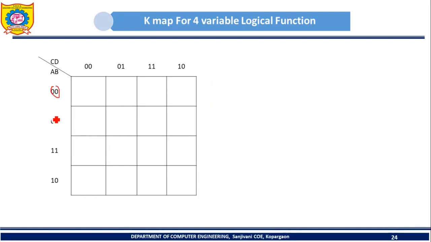Then the next combination is 0 1. The next combination is 1 0. See where we have written 1 0, so we have given this label 1 0 to the last row. Okay, and then 1 1 will be here.